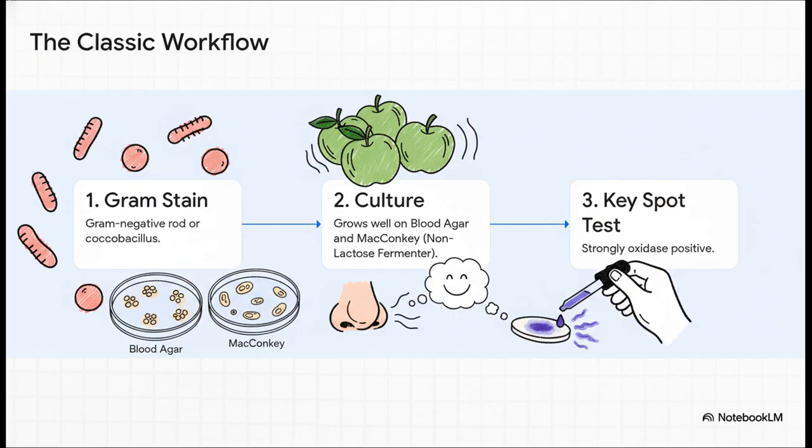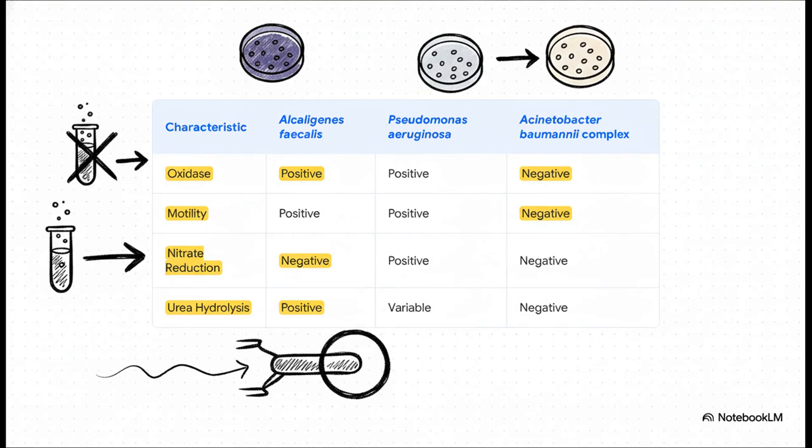Oh, and here's a fun little tidbit. Some strains produce this very distinct, fruity, almost apple-like odor. Now, this is where it gets really useful at the bench. A few simple biochemical tests can help you tell it apart from other common non-fermenters. Take a look at the table. See that negative nitrate reduction? That's a huge clue to help you differentiate it from Pseudomonas aeruginosa. And then its positive motility and positive oxidase reaction really set it apart from the Acinetobacter baumannii complex.